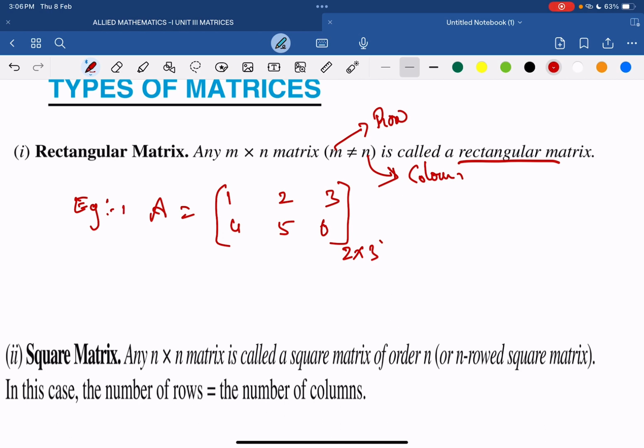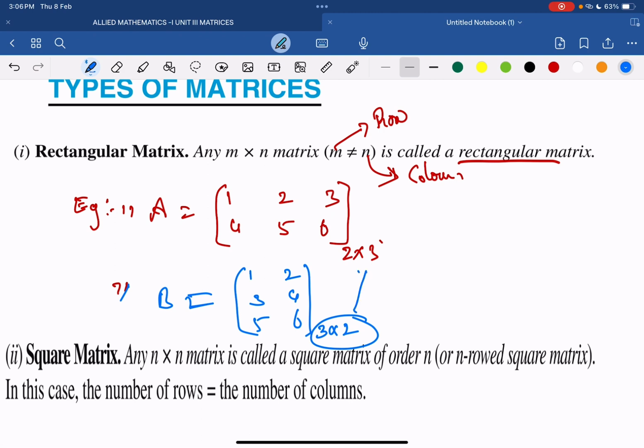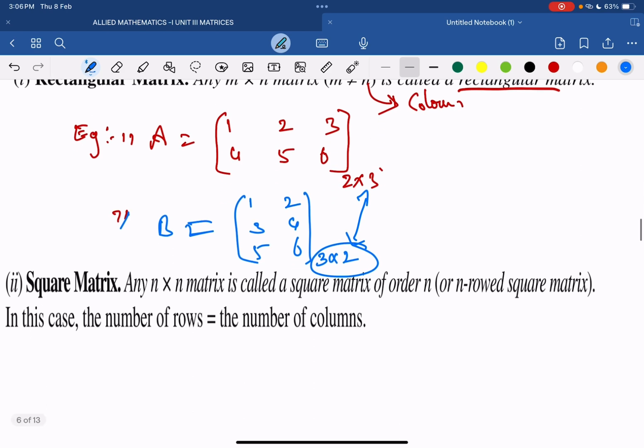Another example: B is equal to 1, 2, 3, 4, 5, 6. The number of rows is 3 and the number of columns is 2, so the order is 3 by 2. This is also called a rectangular matrix. When the number of rows and the number of columns are different, that matrix is called a rectangular matrix.